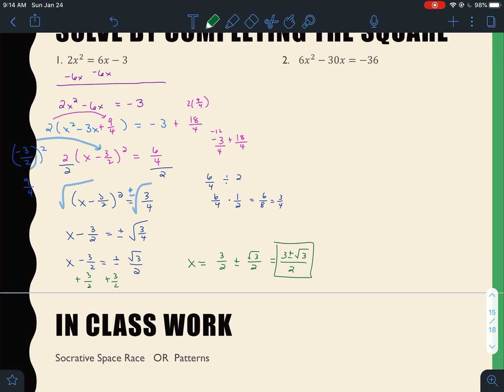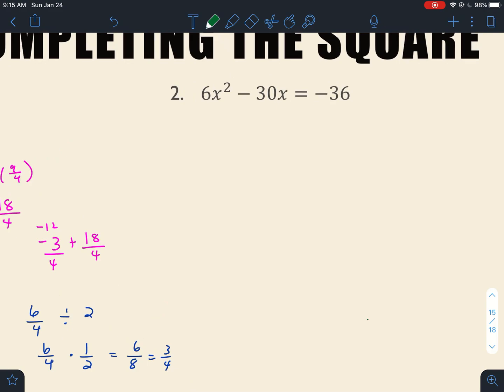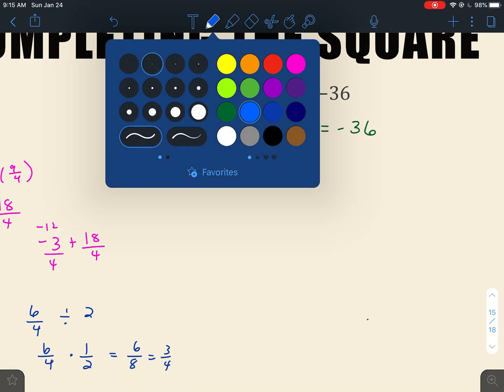All right, why don't you pause the video and try number 2. Try to solve by completing the square on number 2. All right, so the ax squared and the bx are together and then equals negative 36. So then we factor out the a term and we would get x squared minus 5x equals negative 36, and then complete the square.